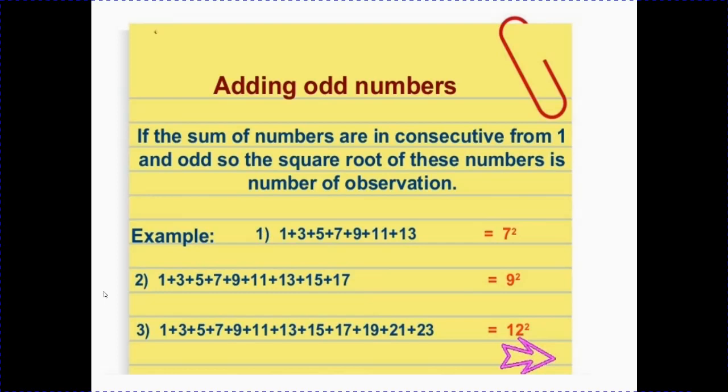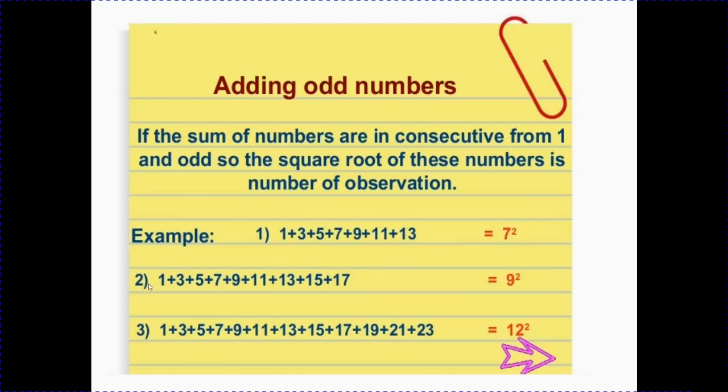Instead of adding these numbers, we can just count them. 1 plus 3 plus 5 plus 7 plus 9 plus 11 plus 13. So just count the numbers. Count along with me: 1, 2, 3, 4, 5, 6, 7. So basically there are 7 numbers, and if you write 7 to the power of 2, which is 7 times 7, you get 49. So instead of adding all these, you can use an easy method, right?